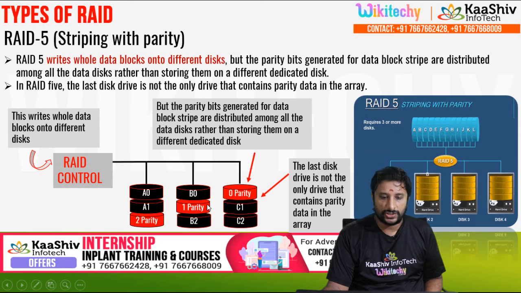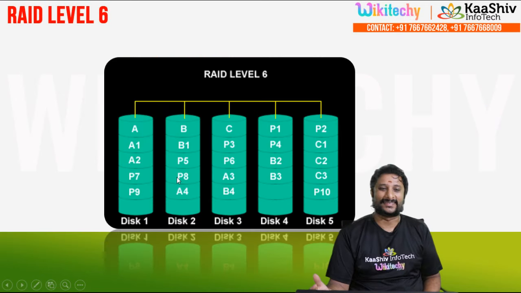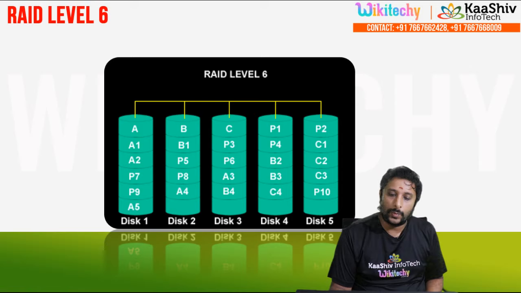So they came up with the next level called RAID level 6, with multiple parities in multiple disks. You are able to see P1, P2 here, P3, P4 here, P5, P6. So the parity is distributed once again. So it's RAID level 6 they introduced. And here is the definition of RAID level 6.